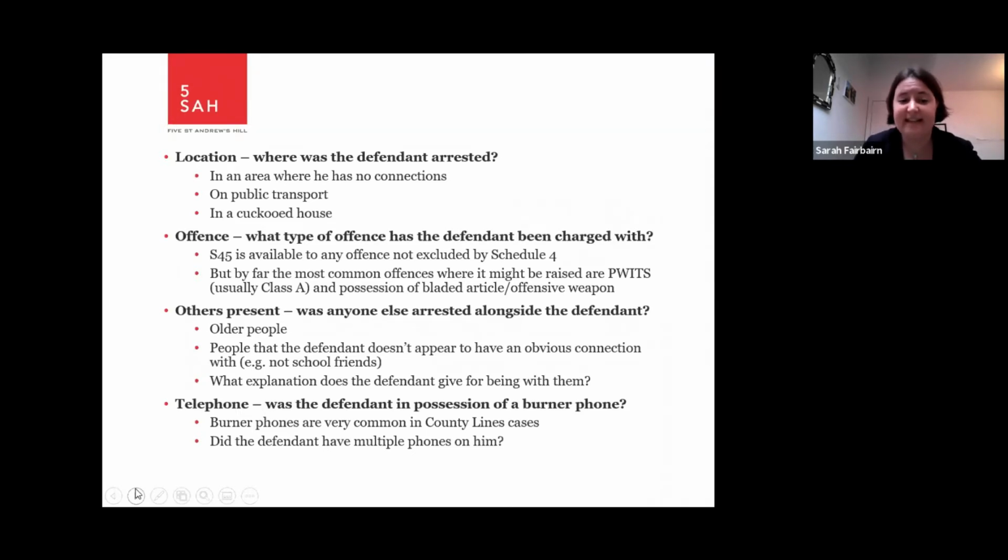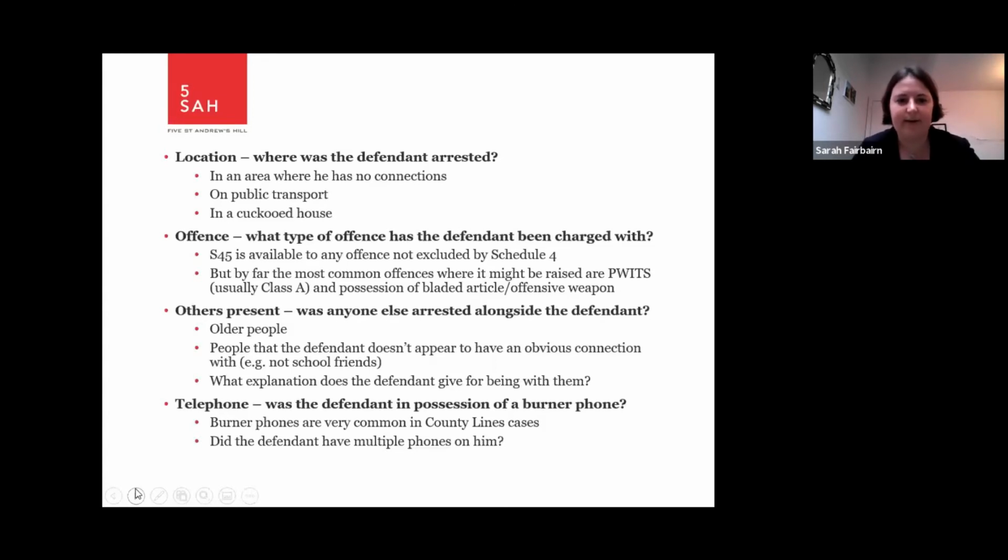And finally, the T, telephone. Was the defendant in possession of a burner phone? In county lines cases, it's very, very common for a defendant to have a burner phone with him or her. So if the defendant was arrested with multiple phones, with burner phones, again, that's a red flag to consider.